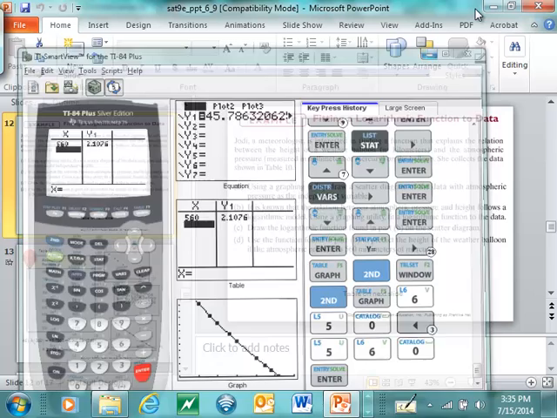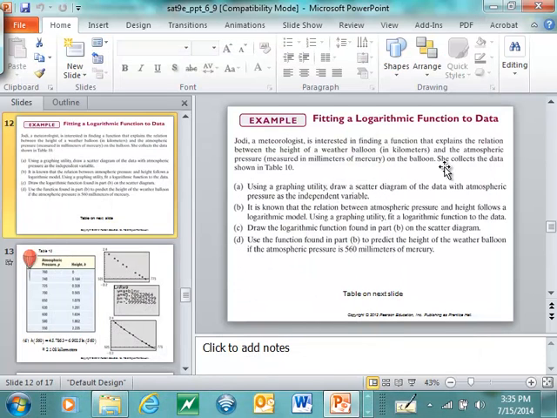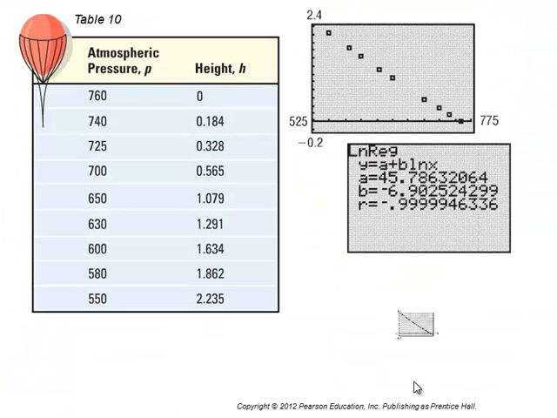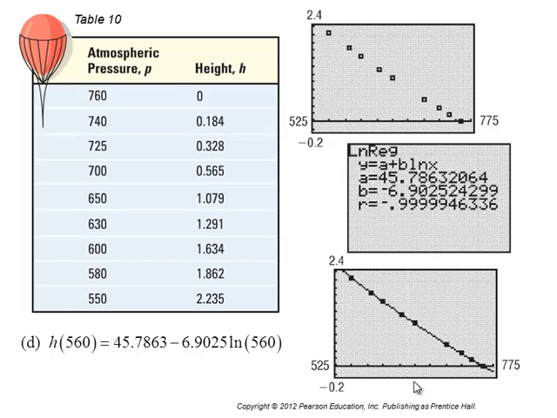So we've already done all this. And we found the prediction that the height corresponding to 560 millimeters of mercury is going to be approximately 2.108 kilometers.